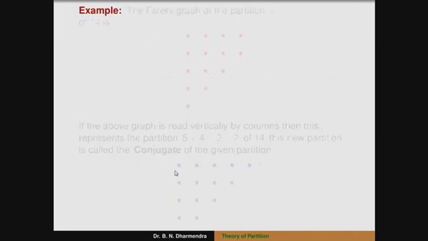So to take that example, suppose n is equal to 14. The Ferrers graph of the partition of 14 is 4 plus 4 plus 3 plus 2 plus 1. Okay, I'm sorry, that is 14.